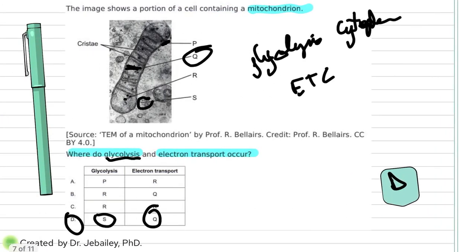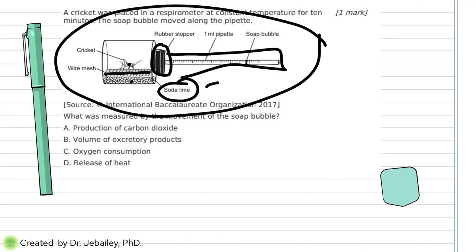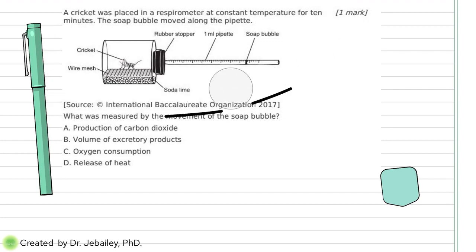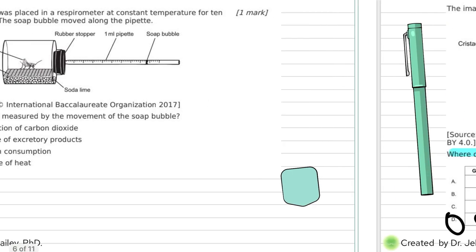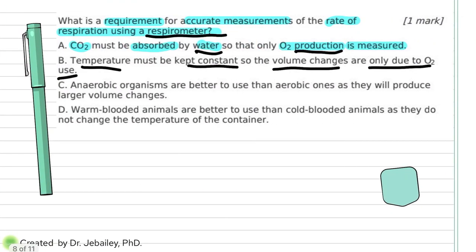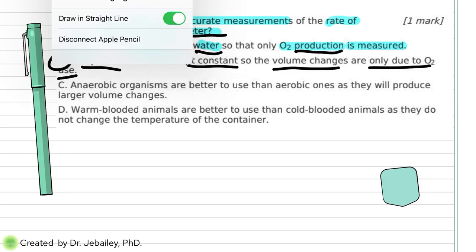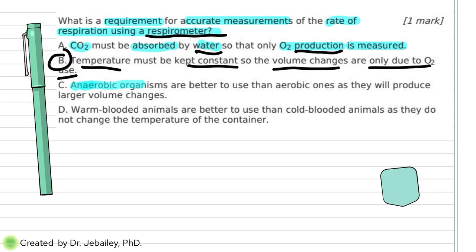See, because if you go back here, it did say the temperature is constant. So why? Because temperature can manipulate the whole thing, so we don't want the molecules to move at any kind of faster pace. You want to keep it steady. So B can be it, but let's look at the other ones. Here it says, the anaerobic organisms are better used than aerobic ones as they will produce large volumes of changes. No, see, the whole point here is about oxygen.